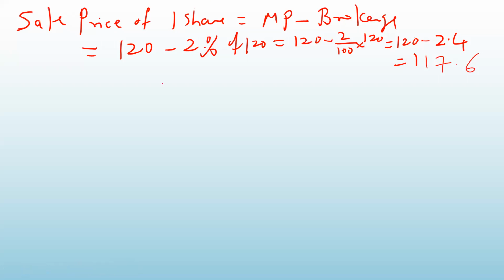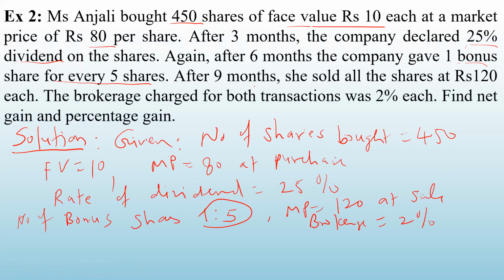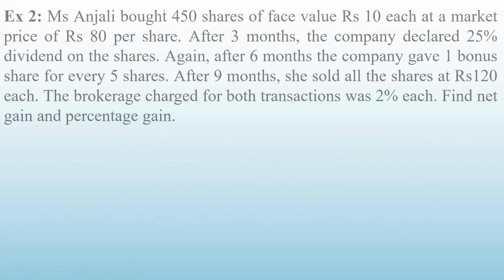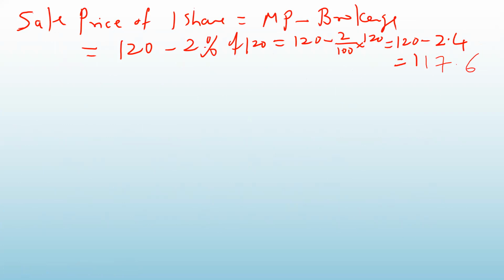Now see, when you multiply the selling price of one share by the number of shares sold, you will get the total selling price. But here, we don't know how many shares she sold. Before selling the shares, she got the bonus shares. How many bonus shares did she get? One bonus share for every 5, 1:5. And how many was she having? She was having 450. So let us find out the bonus shares.